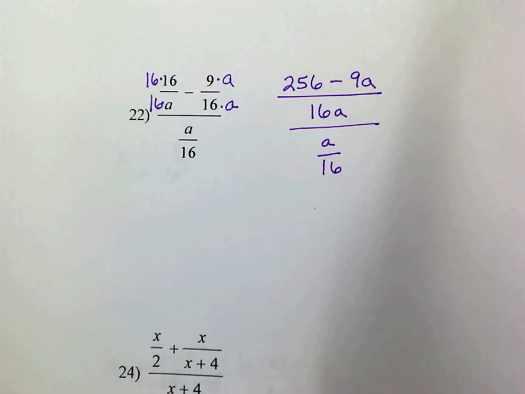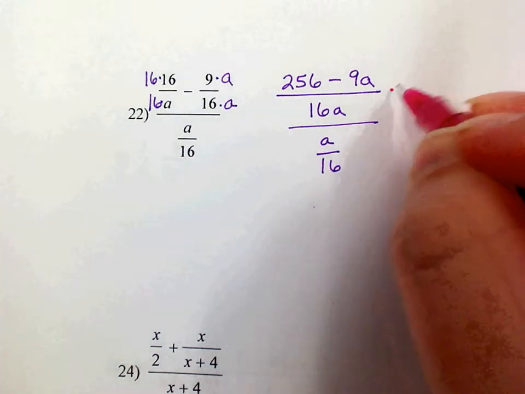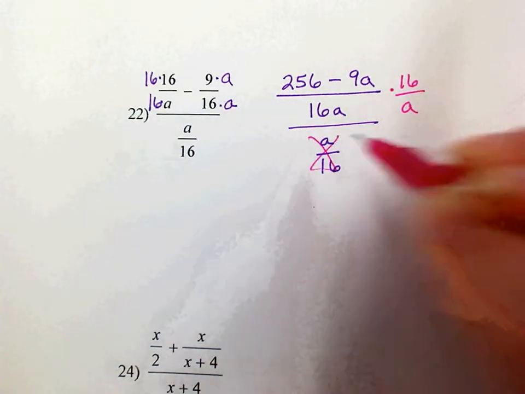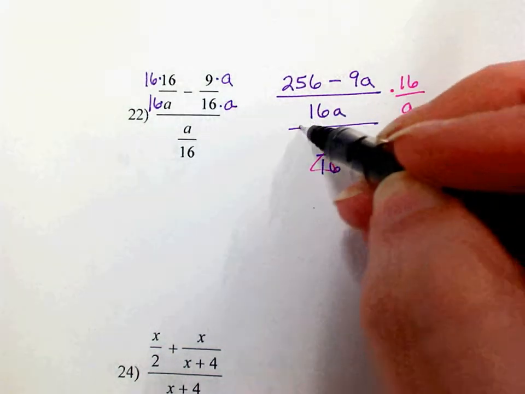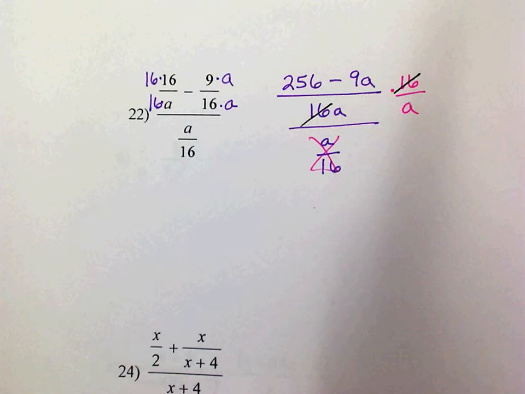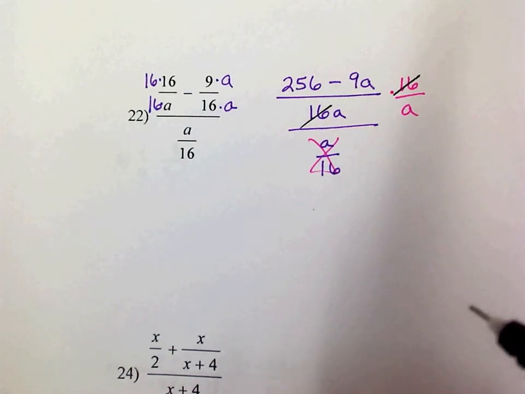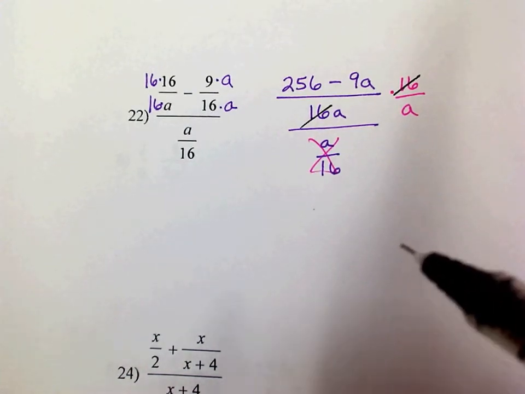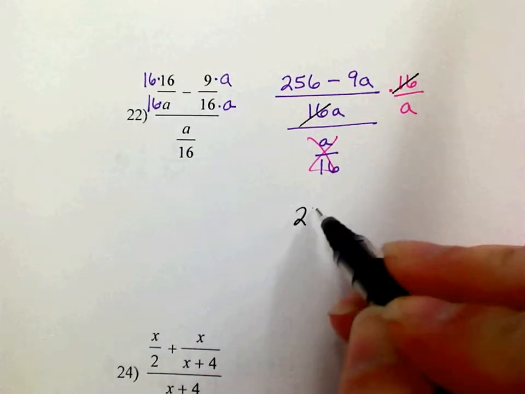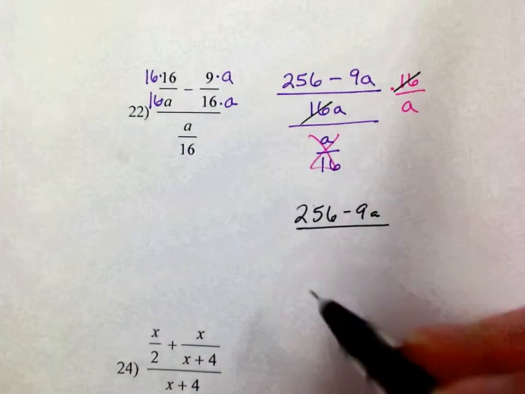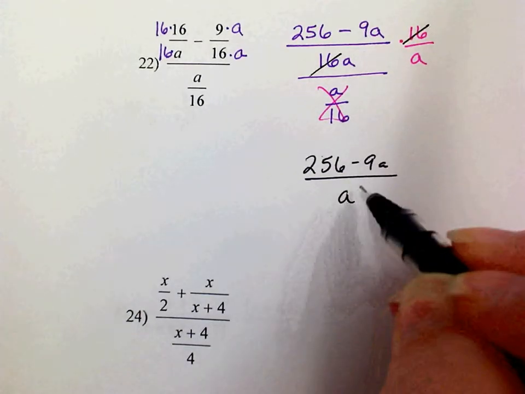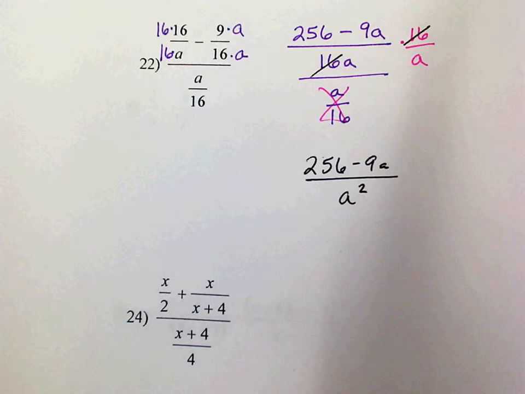a over 16, right? Okay, so you're saying multiply by 16 over a? Exactly. So what happens to the 16s? 16 cancels out with 16 because one's on top, one's on the bottom. Do the a's cancel out or do they combine? Combine. So in my numerator I've got 256 minus 9a over a times a, which is a squared. Does an a cancel out? No. Not unless there had been an a in here, right?